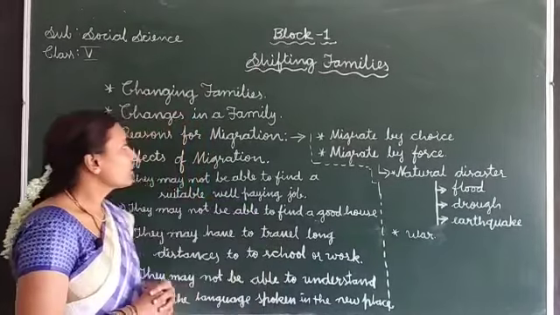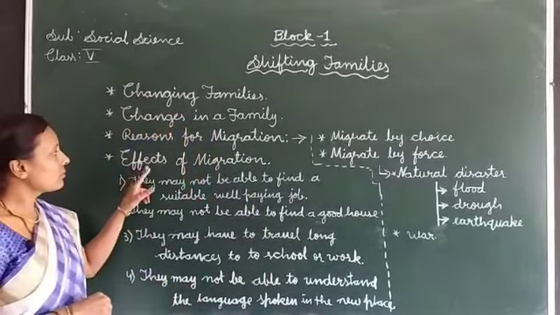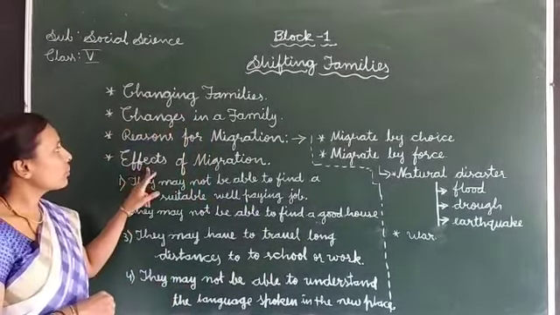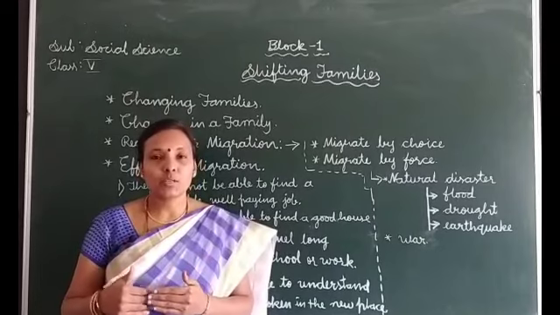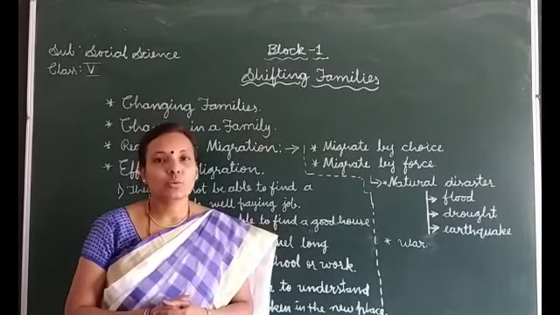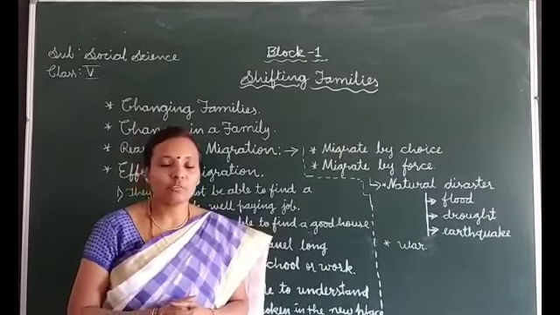So today we are going to learn one more topic, that is reasons for migration. Yesterday I told the word migration, when I was telling about the changing families, why joint families break up into nuclear families. In that I told the reason, migration. The meaning of migration: people move away from one place to another place to settle down for a period of time.